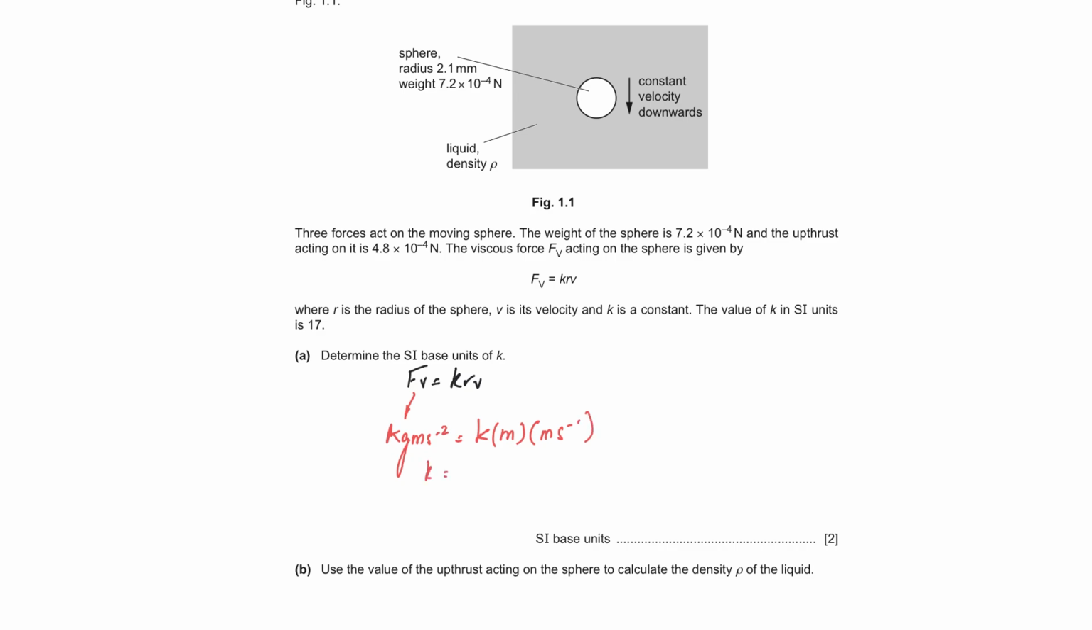Make K the subject: kilogram meters per second squared divided by meter squared per second. This meters multiplied by this meters per second gives you meter squared per second. You simplify and solve for K. The units that you'll get are kilogram per meter per second.